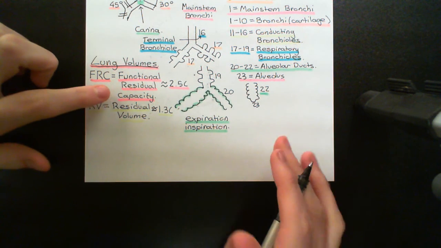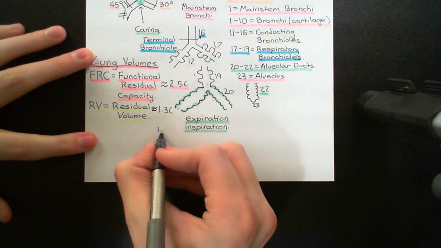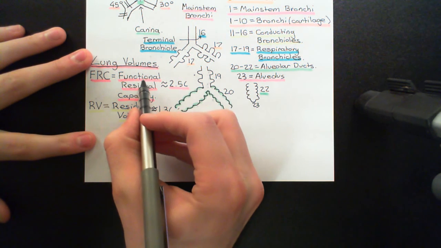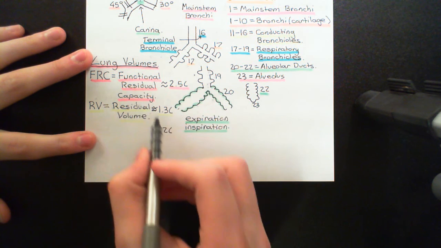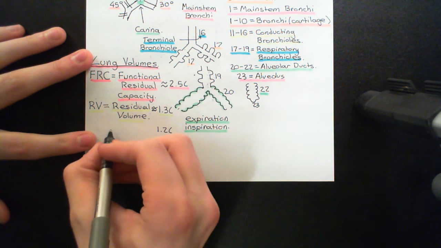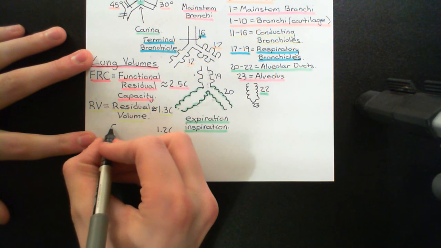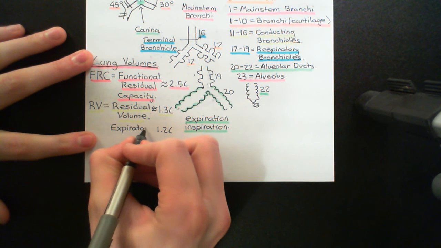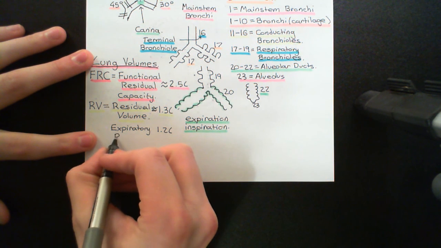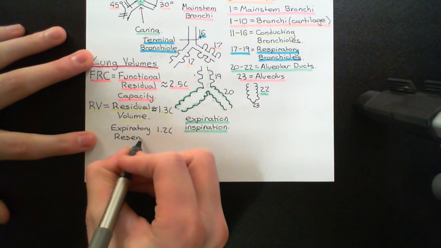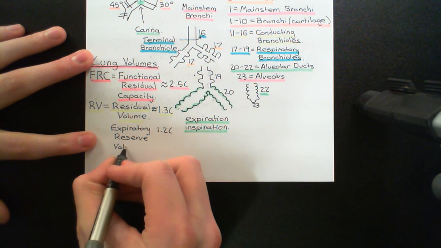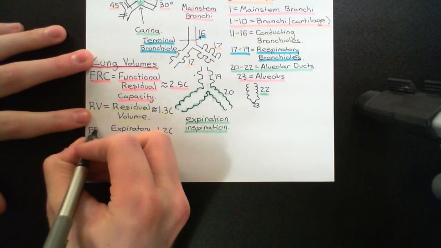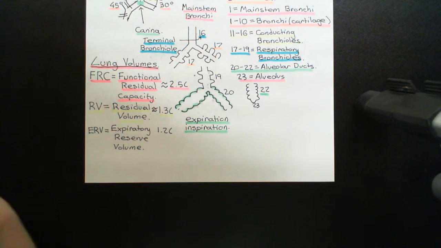Now, the other 1.2 litres is the volume that you can expire if you really want to, but usually under quiet breathing, you don't bother expiring this. So this is known as the expiratory reserve volume. It's a volume of air that you can expire if you wish. It's kind of your reserve volume for expiration, but under quiet expiration, you don't usually expire it. This is usually abbreviated to ERV.